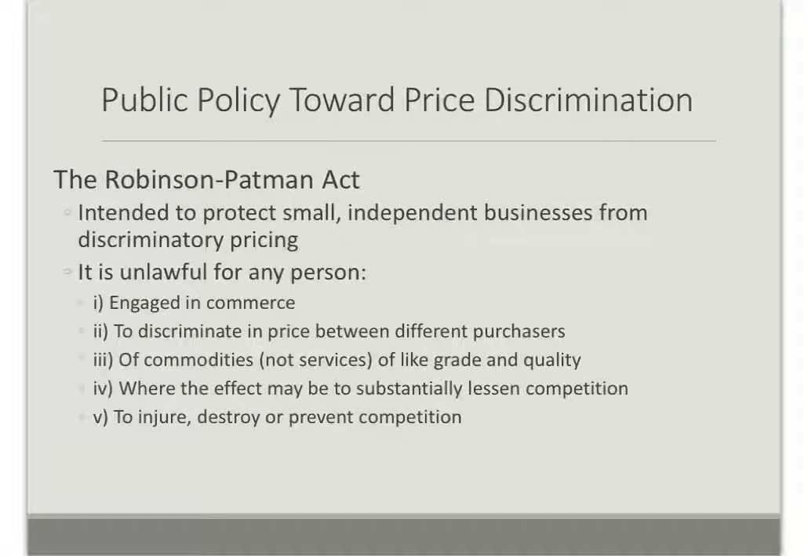Okay, so here's sort of public policy. There's something called the Robinson-Patman Act, which is intended to protect small independent business from discriminatory pricing. So it's unlawful for any person engaged in commerce to discriminate in price between different purchasers of commodities of like grade and quality, where the effect may be to substantially lessen competition, to injure, destroy, or prevent competition. Now, those of you that are lawyers or in law school, you can sort of probably see through far better than I can the legal ramifications here and how difficult it is to probably prove this.